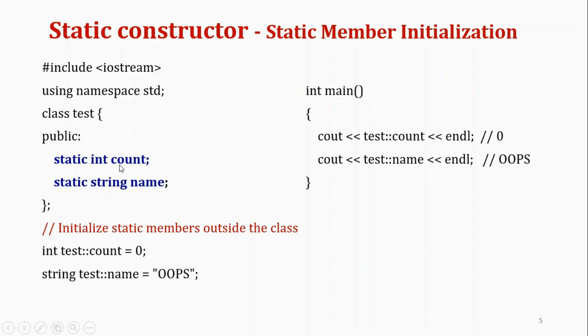To initialize the static member data, it should be initialized outside the class using the scope resolution operator, because count belongs to the test class. So the type is given, then the test class, scope resolution operator, and the member data. It is initialized to 0. Similarly, name is given some text. In the main function, I can access the static member data in the same way without creating an object: class name, scope resolution operator, count. Similarly for the member name.